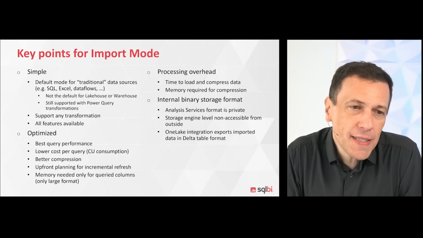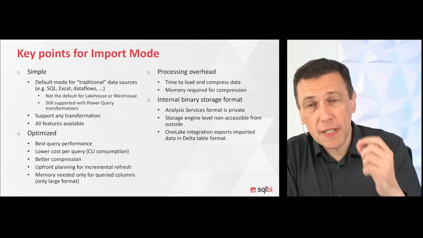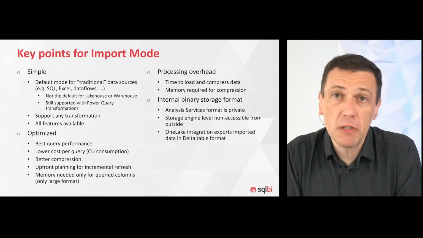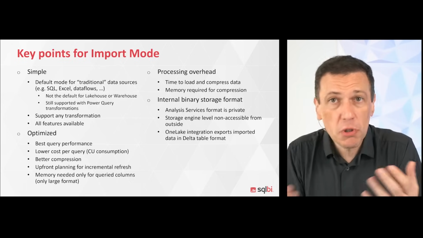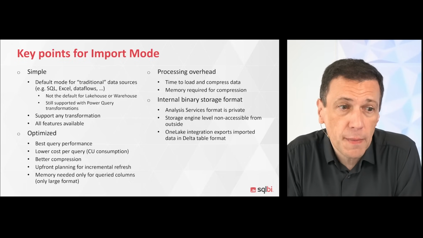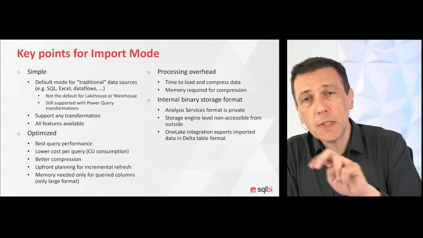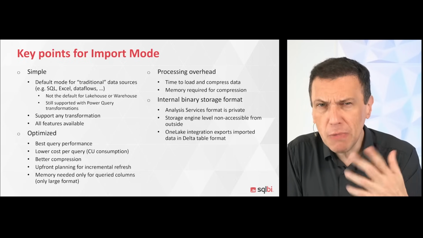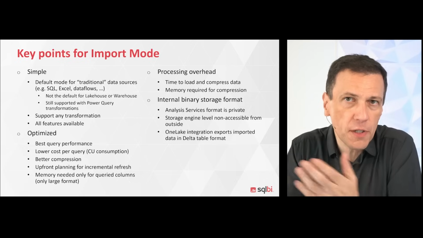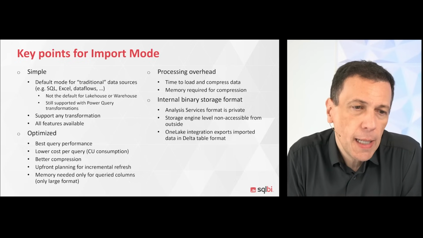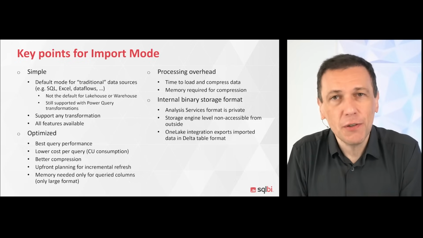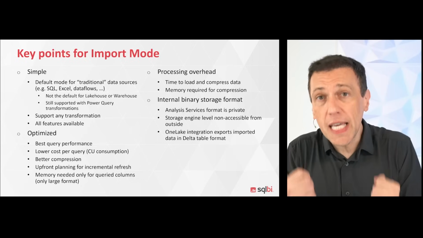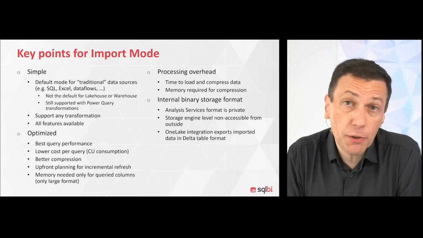Now, this is the default mode. The import mode is the default mode for traditional data sources. So if you get data from SQL Server, Excel, usually that's the first option you have. But if your data is stored in Fabric, in a Lakehouse or in a warehouse, this is not your first option. Your first option is probably going to Direct Lake. But when you go there, as we will see, you have other limitations. So if you don't want to have any limitation, you can still import data from your Lakehouse if you want.